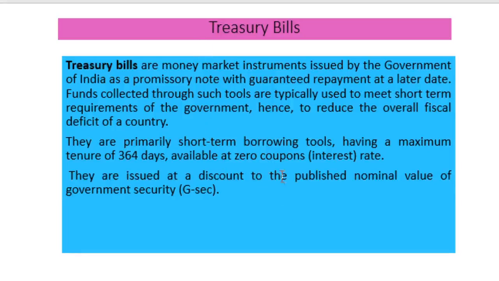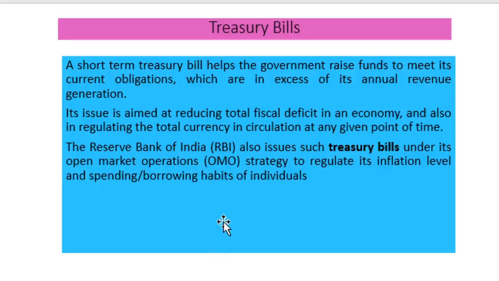That is, in the case of treasury bills, the government does not provide interest. They provide the full value at the time of selling. A short-term treasury bill helps the government to raise funds to meet its current obligations, which are in excess of its annual revenue generation. That is, treasury bills are used by the government when the generation of revenue is lesser than the expenditure.